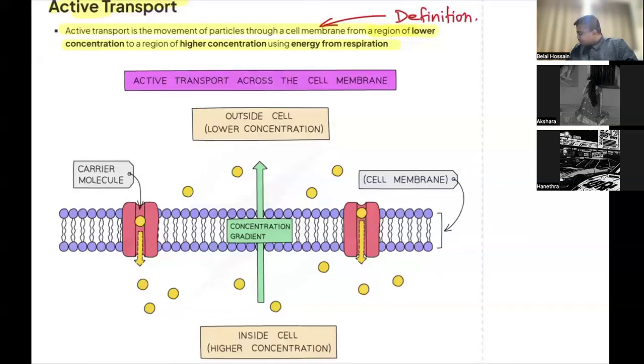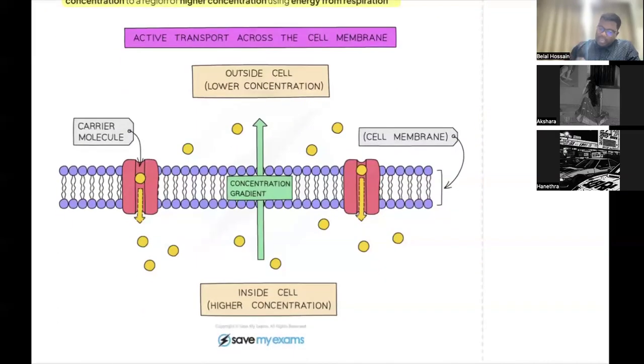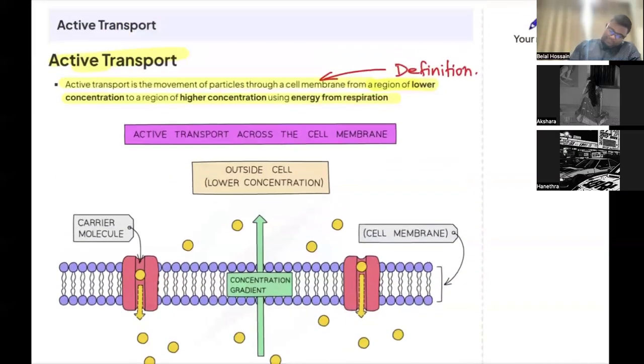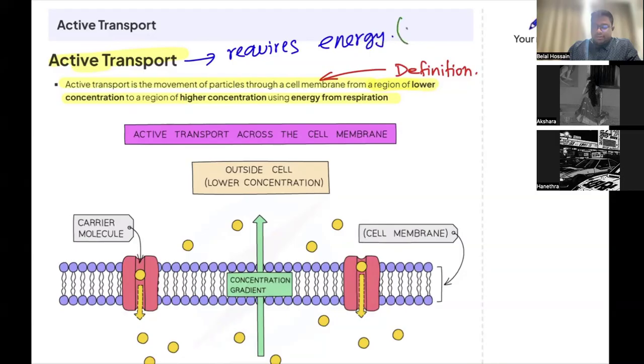Active transport is the movement of particles through a cell membrane from a region of lower concentration to a region of higher concentration using energy from respiration. Okay. So, active transport requires energy. And obviously, energy comes from respiration. There is no question in that. So I'll just keep it at that.